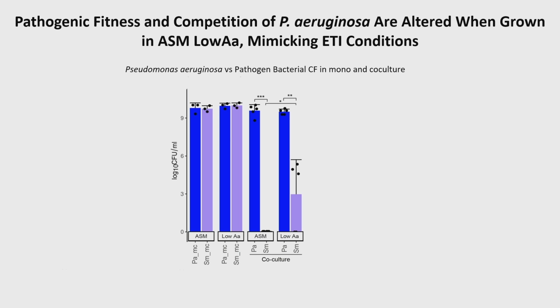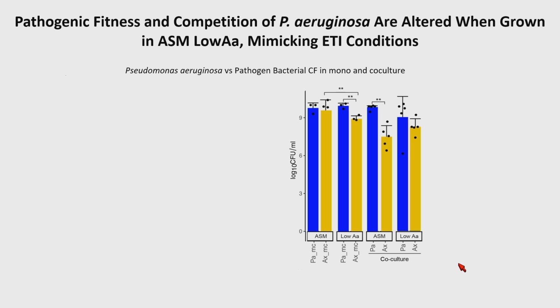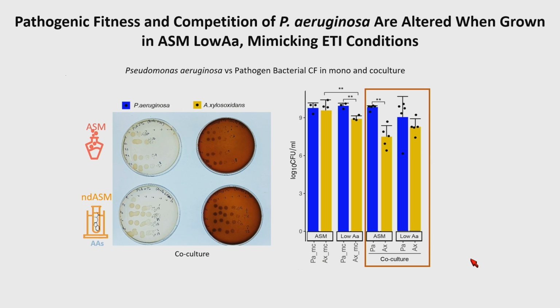What happened with Stenotrophomonas? We got the same pattern. In co-culture, when Pseudomonas grows in artificial sputum media mimicking the mucus pre-ETI, Staphylococcus aureus almost vanished. But mimicking the mucus post-ETI, Stenotrophomonas can grow. What happened with Achromobacter? We found the same pattern. So this tells us that Pseudomonas aeruginosa, even in the community, is dominating. But in low nutrients, Pseudomonas aeruginosa is changing its physiology.